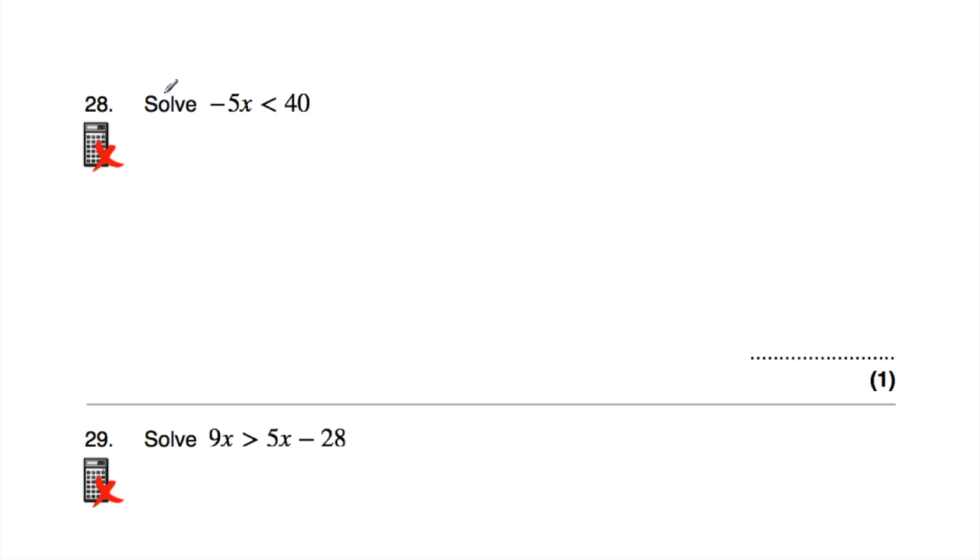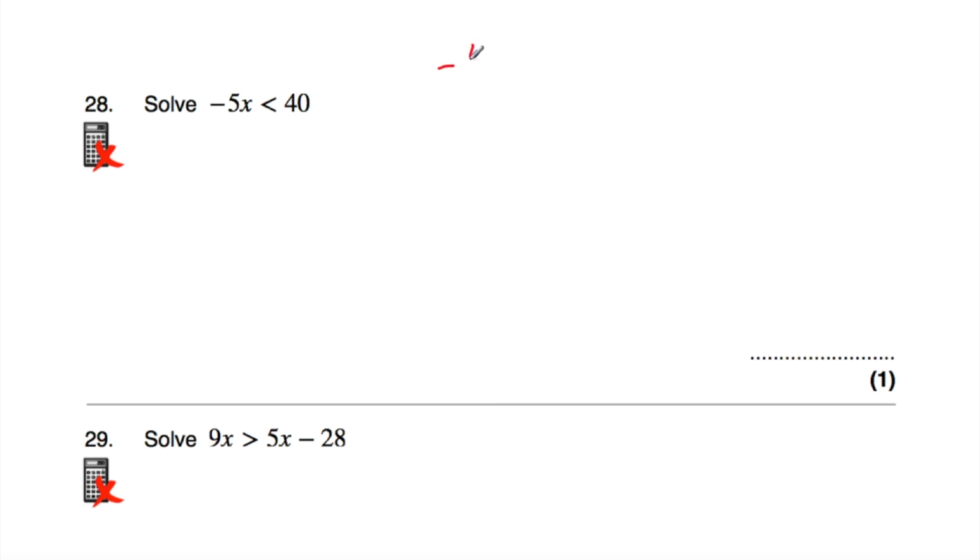So question number 28, we've been asked to solve minus 5x is less than 40. I've included this question on purpose because whenever you multiply or divide an inequality by a negative, you've actually got to turn the inequality sign around. And what I'm going to do is show you why that's the case.